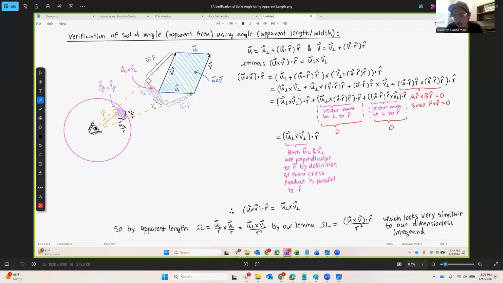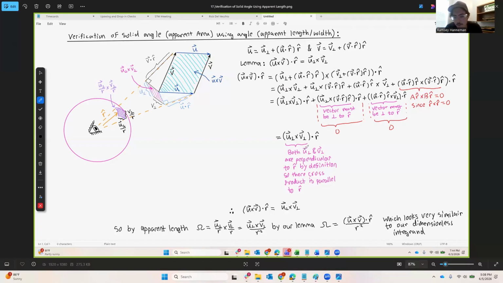I see. And same over here. This product has to be perpendicular to r hat. So when I dot it with r hat, I get 0. Wow, that's so cool. So all we're left with is u perp cross v perp dot r. I see. Very, very close, right? Right. But we don't want the dot r. So you need to figure out a way to get rid of that.